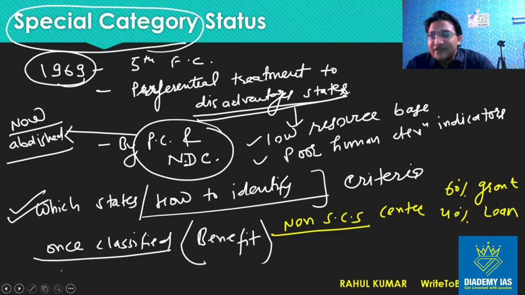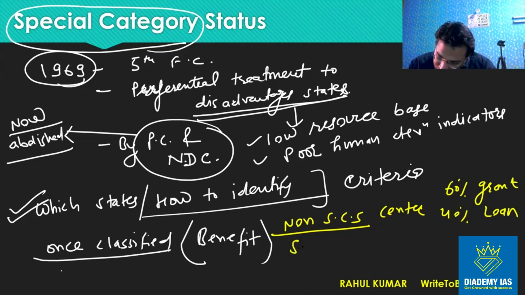So if the central government gives 100 rupees, 60 rupees will be taken to be the grant. What is the meaning of grant? Grant means it's a kind of gift or donation. So this money will not be returned back by the state. Okay? So this is the case of a non-special category state.